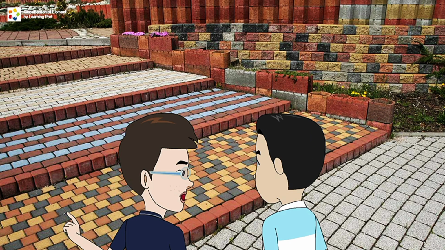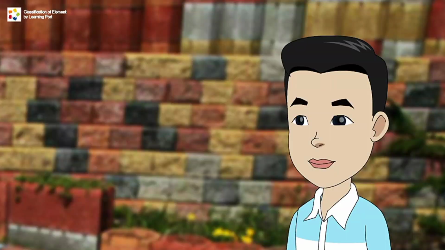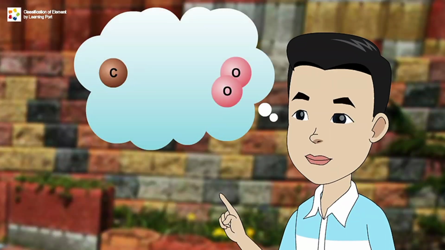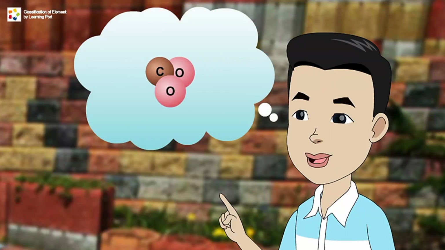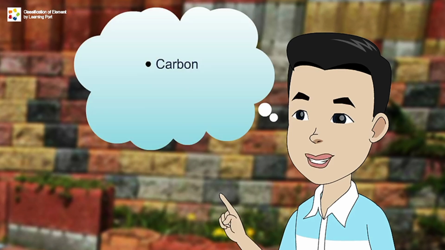Eddie asks, "I've encountered these terms which I find confusing. Molecules, elements, and compounds. What are these actually?" Michael says, "A molecule is a group of 2 or more atoms that are chemically combined. For example, a carbon dioxide molecule is made up of 1 carbon atom and 2 oxygen atoms. Carbon and oxygen are 2 different elements."